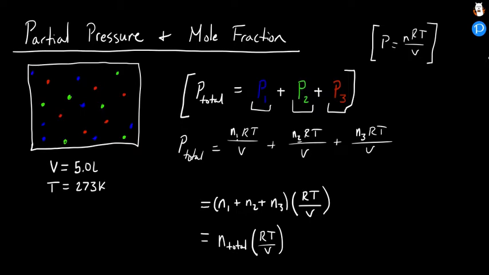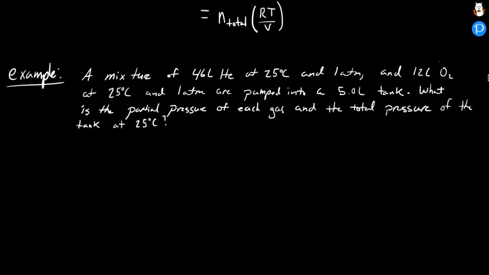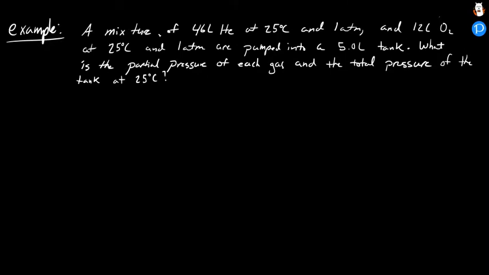So now let's quickly look at an example of using that. Let's say we take 46 liters of helium that's at 25 degrees Celsius and 1 atmosphere. And then we take 12 liters of oxygen, or O2 gas, that's at 25 degrees C and 1 atmosphere. And we pump those two gases into a tank that is 5 liters big. What is the partial pressure of each gas and the total pressure of the tank if it's still at 25 degrees Celsius? So we're taking two different volumes of gases, and we're pumping them into a 5-liter tank.